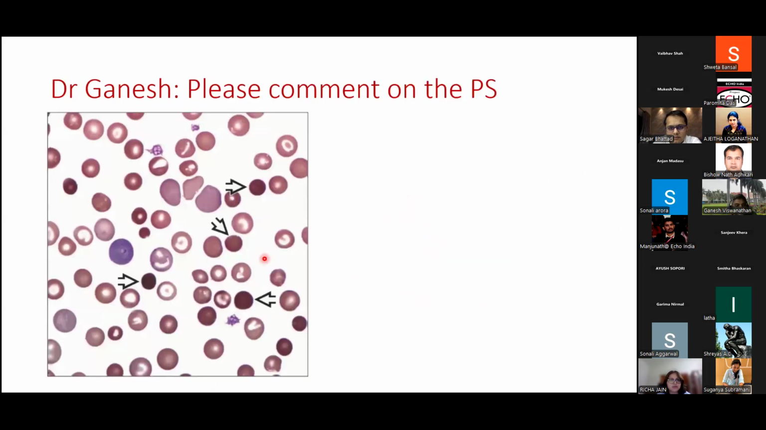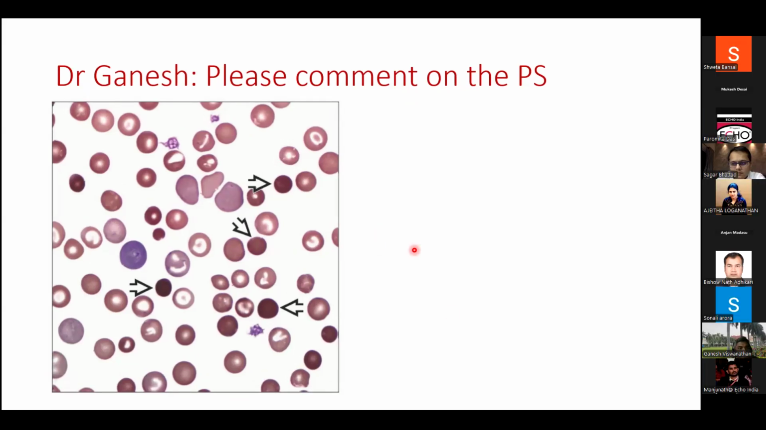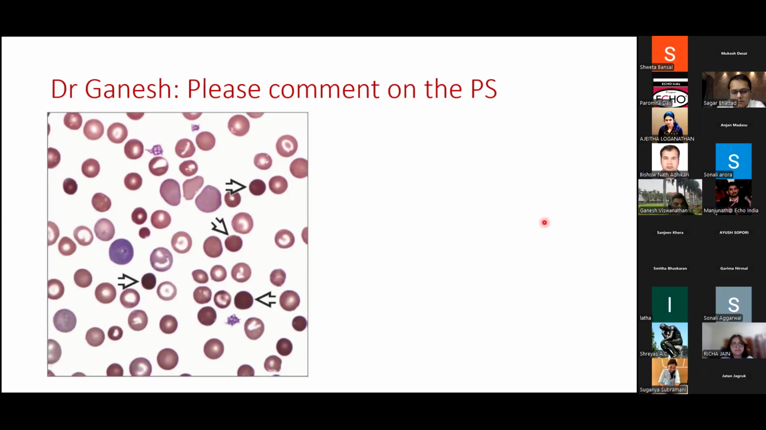So I'll just show this peripheral smear for this index child here and ask Dr. Ganesh for his inputs on the peripheral smear. Hi, very good evening. Thank you, Dr. Richa. Hope I'm audible. Yes, you are. This peripheral smear shows significant anisopoikilocytosis. There is variation in the size and shape of the RBCs, and the arrows point to a particular morphology of RBCs, which are basically spherocytes. These are cells with round borders, and there is no central pallor. So that is the definition of spherocytes.